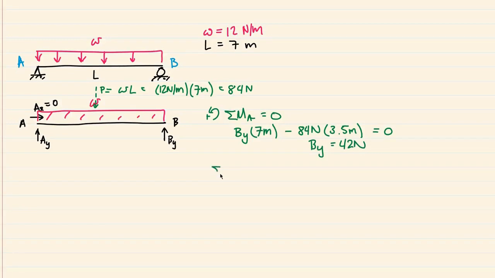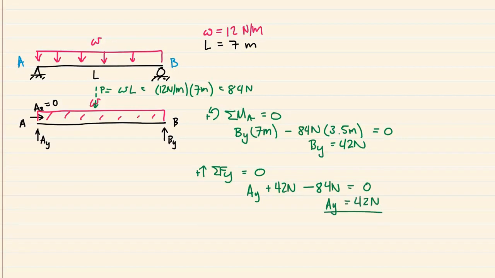And then we can do the sum of forces in the Y direction. I'm going to say that is positive. That also needs to equal 0, right? So we have this positive AY going up, this reaction here, and we just figured out what BY is, so that is plus 42 newtons. And then we have this minus P, this minus 84 newtons, and that's because it's going down. That needs to equal 0. And again, if you do the math, we find that AY is also equal to 42 newtons. And that makes sense, right? Because this distributed load is uniformly distributed across the entire span, so our reactions should be the same, 42 and 42.